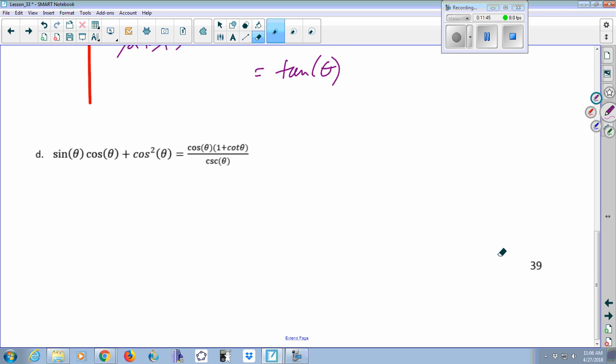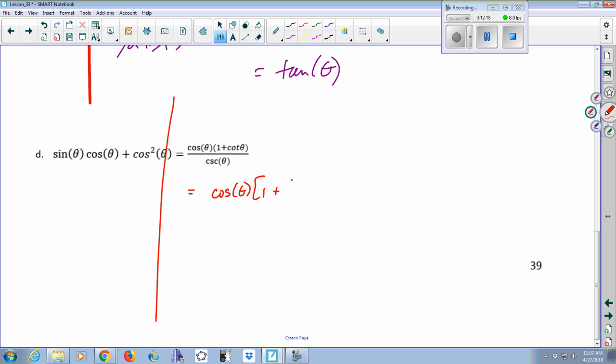All right. Now let's see. Oh boy, where are we going to start here? Well, we don't have anything for cosine squared theta. We could write it as cosine times cosine and maybe factor something out there, but it looks like there's a lot to do on this side. I'm just going to leave the left side as it is and play with the right side. So first, in the numerator, I'm going to change cotangent theta to cosine theta over sine theta. And the bottom is 1 over sine theta.